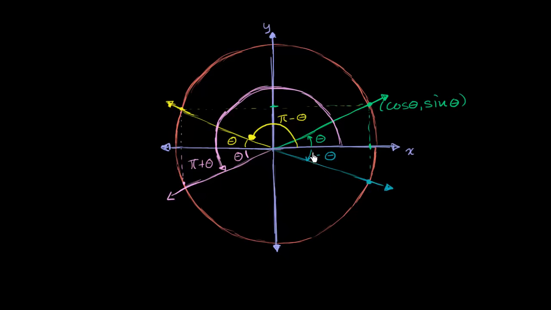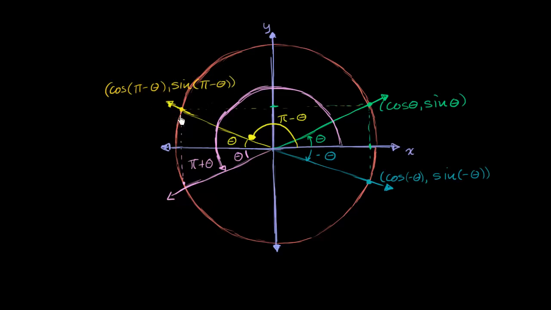This point, since our angle is negative theta now, would be cosine of negative theta, comma, sine of negative theta. And we can apply the same thing over here. This point right over here, the x-coordinate is cosine of pi minus theta. That's what this angle is when we go from the positive x-axis. This is cosine of pi minus theta, and the y-coordinate is the sine of pi minus theta.